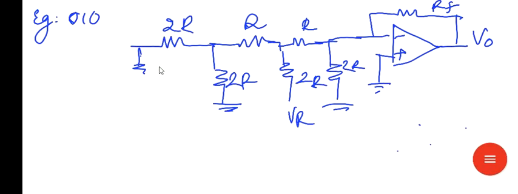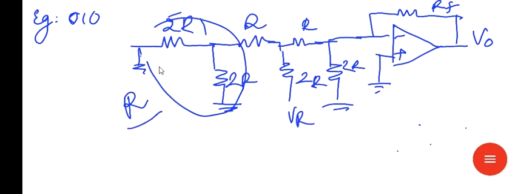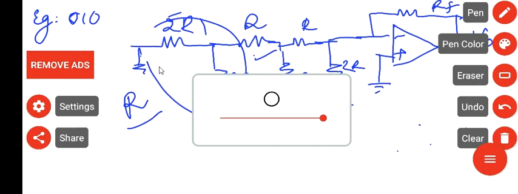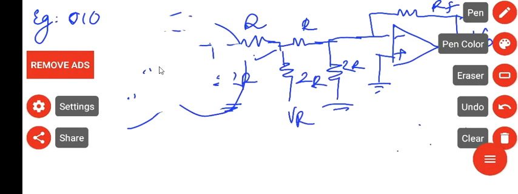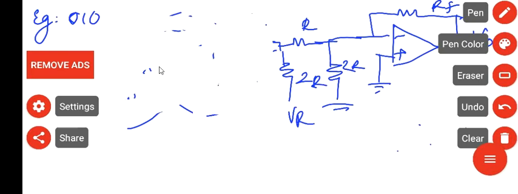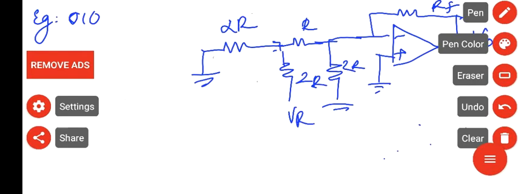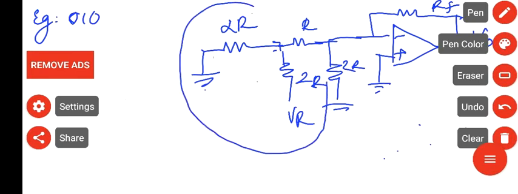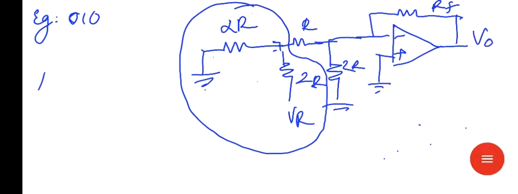Again solving, first we get this 2R and 2R in parallel combination, so the resultant resistance is R. And this R and this R are in series combination, then you will get here 2R. So this is 2R, and this is grounded 2R. Then here we apply the Thevenin circuit. So first you find out the Thevenin voltage.